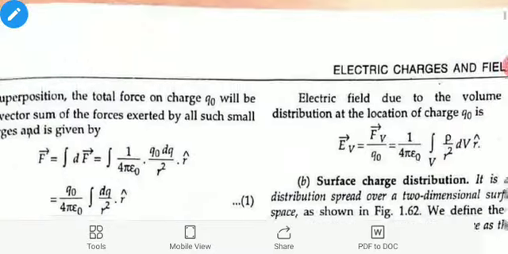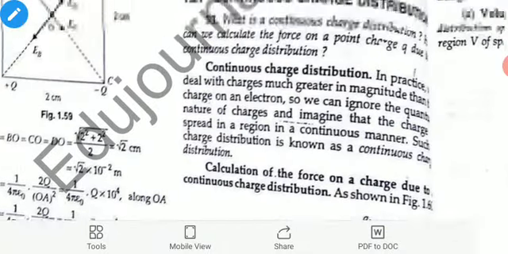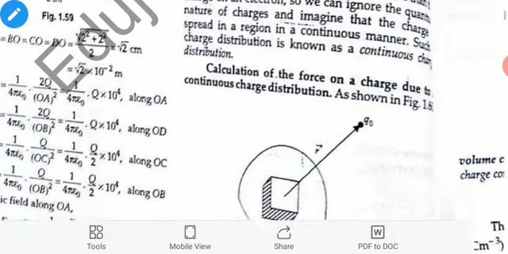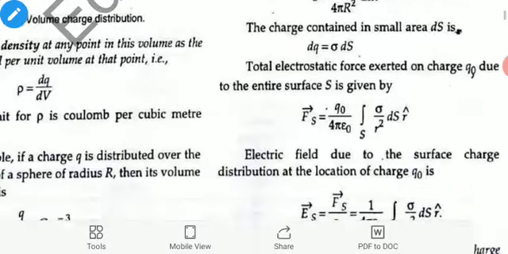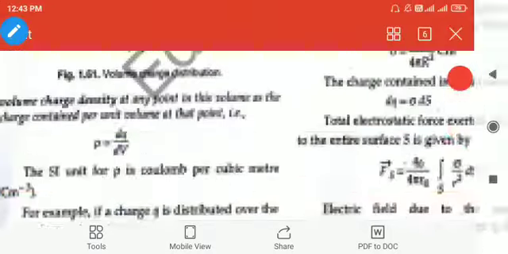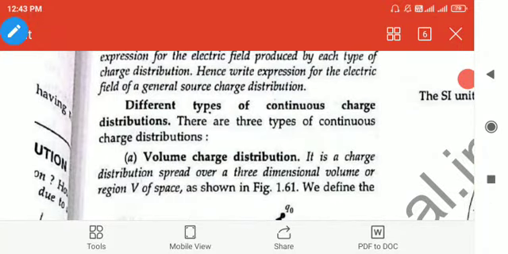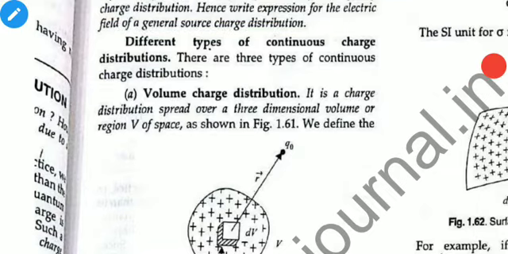In the last video, we were discussing the continuous charge distribution. In that, we discussed how the charge is distributed. Today, we will discuss the charge distribution for a volume, that is volume charge distribution. It is charge distribution spread over a three-dimensional volume.